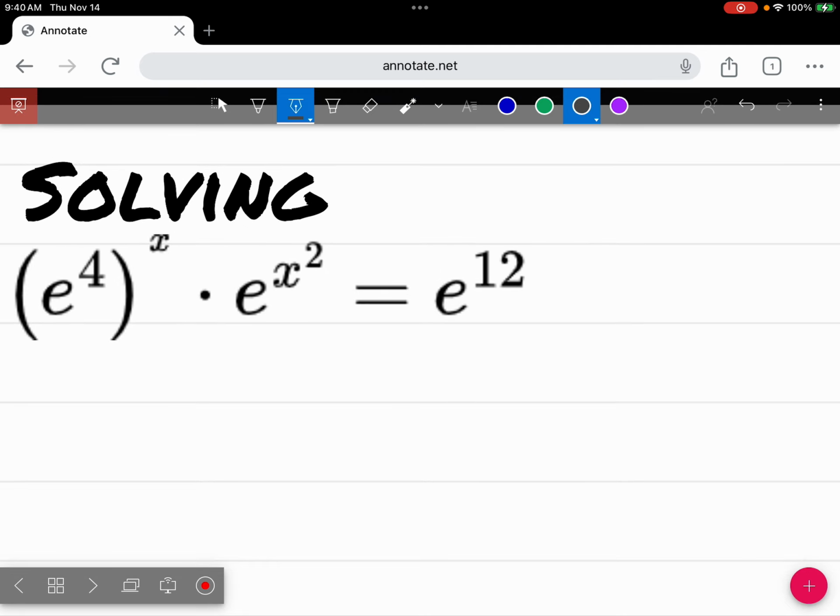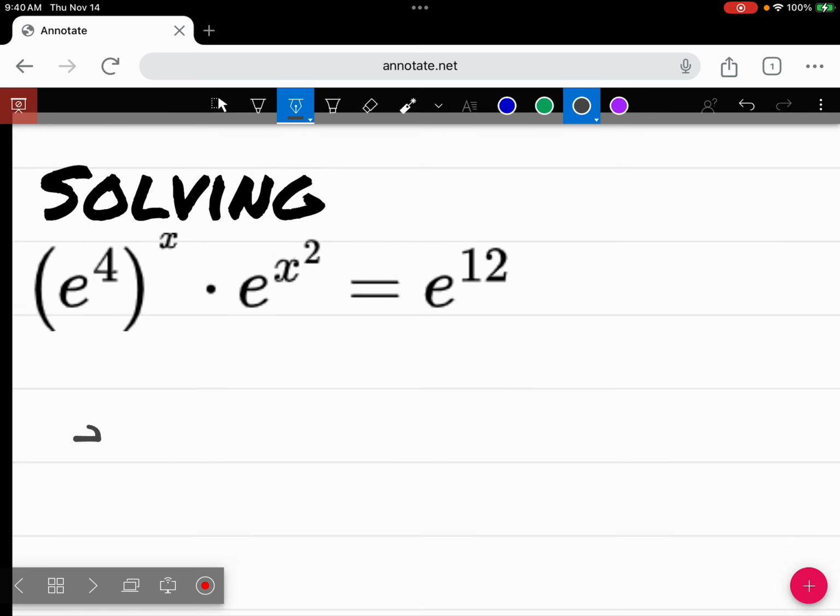So e to the 4th to the x times e to the x squared equals e to the 12th. When I have a power raised to a power, what do we do with those numbers? Multiply them. So this is e to the 4x. When I have bases that are multiplied together, what do I do with those exponents? We add them. So this is e to the 4x plus x squared equals e to the 12th.